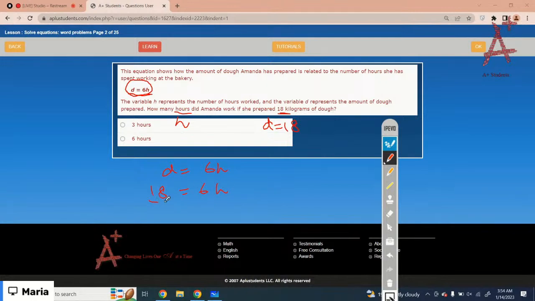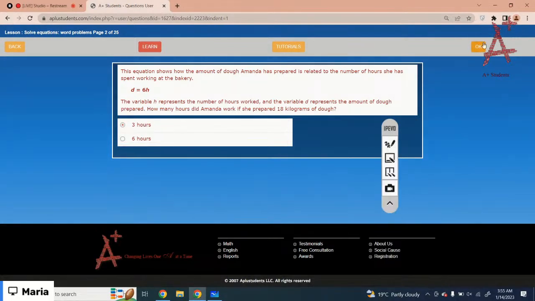So divide both sides of the equation by 6, because the opposite of multiplication is division. That would be h equals, 6 times what number is 18? 3. So h equals 3. Got it? So the correct option is h equals 3. Just select the correct option and click on the OK button.